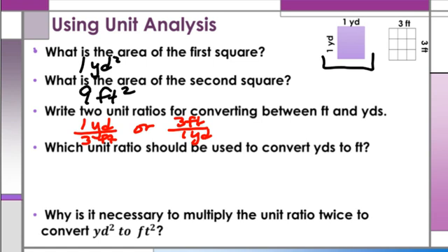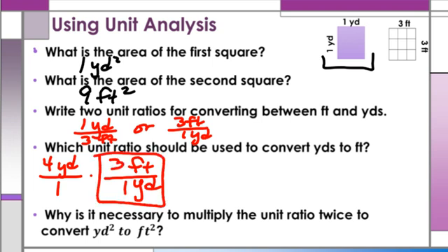Which unit ratio should be used to convert from yards to feet? So let's just say I have 4 yards, and I need to convert that to feet. That means I need to have feet on top, yards on the bottom. So it'd have to be 3 feet over 1 yard. That would be my unit ratio I would use to convert from yards to feet.